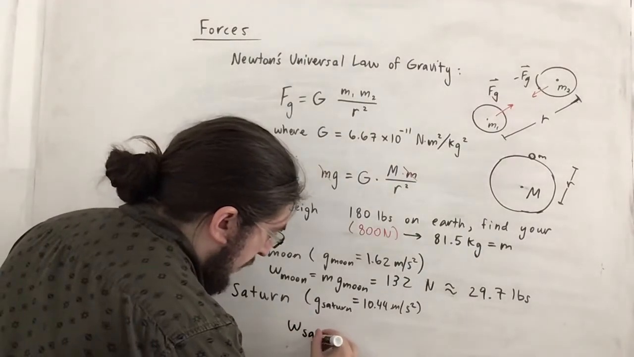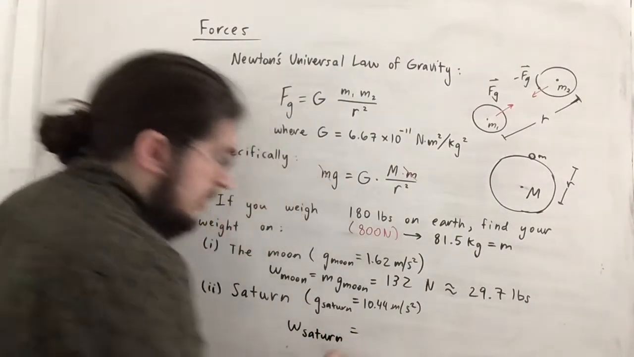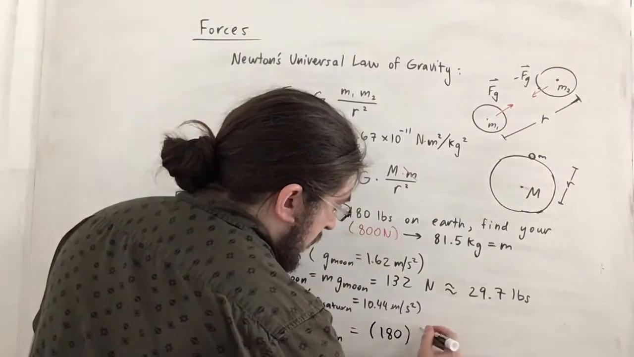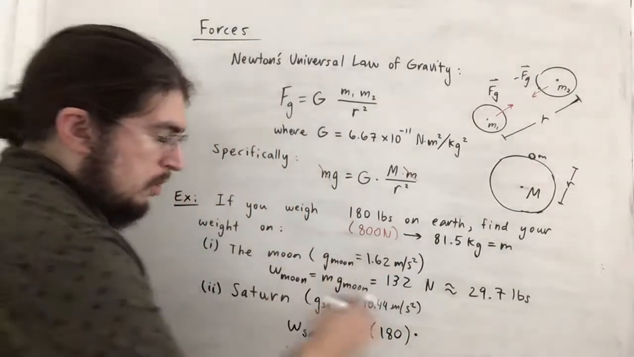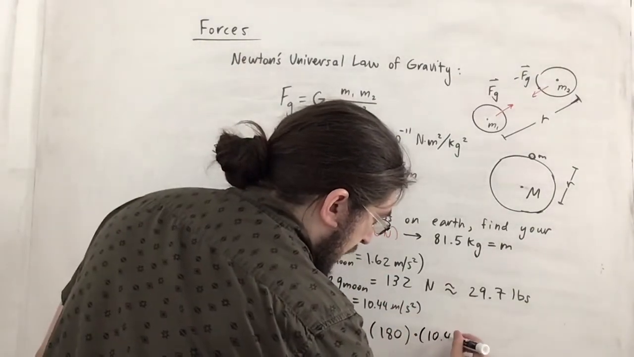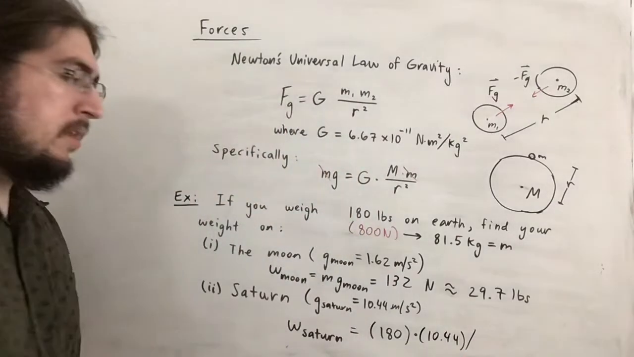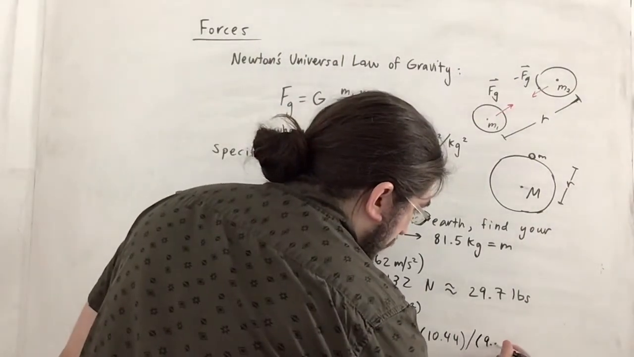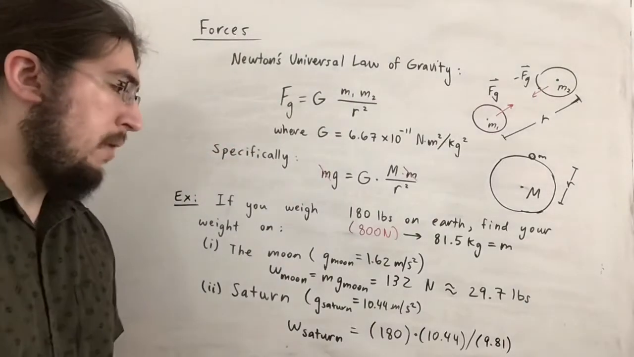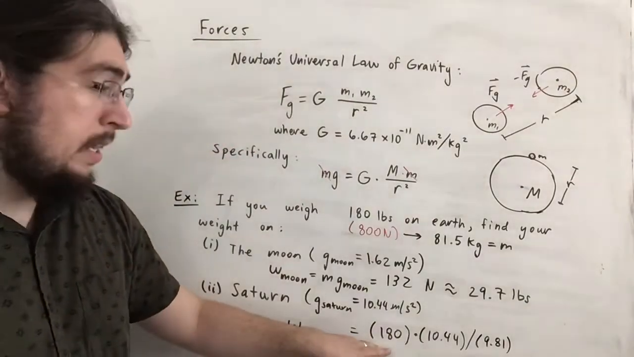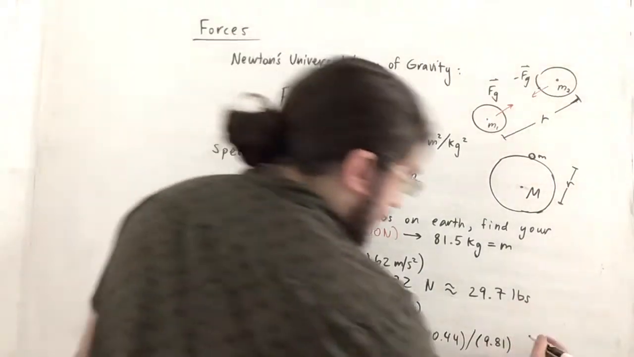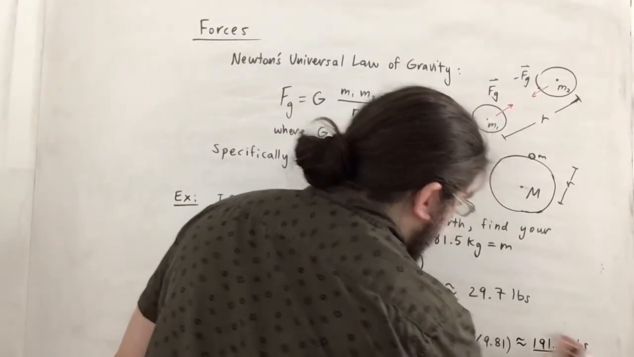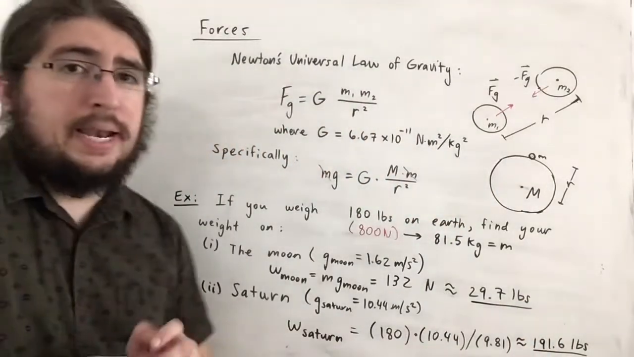So to find our weight on Saturn, all I'm going to do is get my initial weight on Earth, which is 180, and I'm going to multiply by the new gravity, the gravity of the planet that we're on currently, and divide by the gravity of the planet where this weight was. So divide by 9.81. And if you divide by 9.81 and multiply by 10.44 and multiply that by 180, you will get about 191.6 pounds. Perfect. So these will be your weights on those planets.